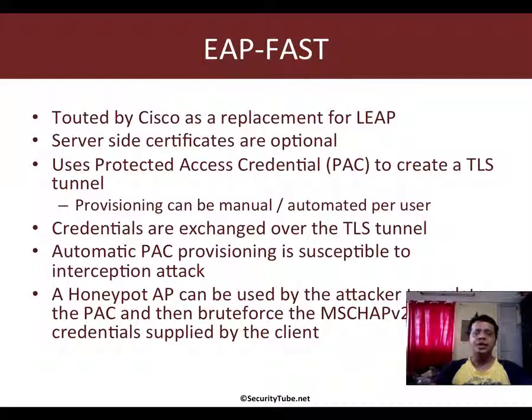It's important to note that automatic PAC provisioning is susceptible to an interception attack, and at the very same time, like what we saw for EAP-MD5, it is very simple for an attacker to create a honeypot to lure a client to connect to it and to force it to update to a new PAC. And once the client tries to authenticate using probably MS-CHAPv2 or something similar, inside the TLS tunnel created with the forged PAC sent by the attacker's honeypot, then once again the old brute force attacks still come into the picture.